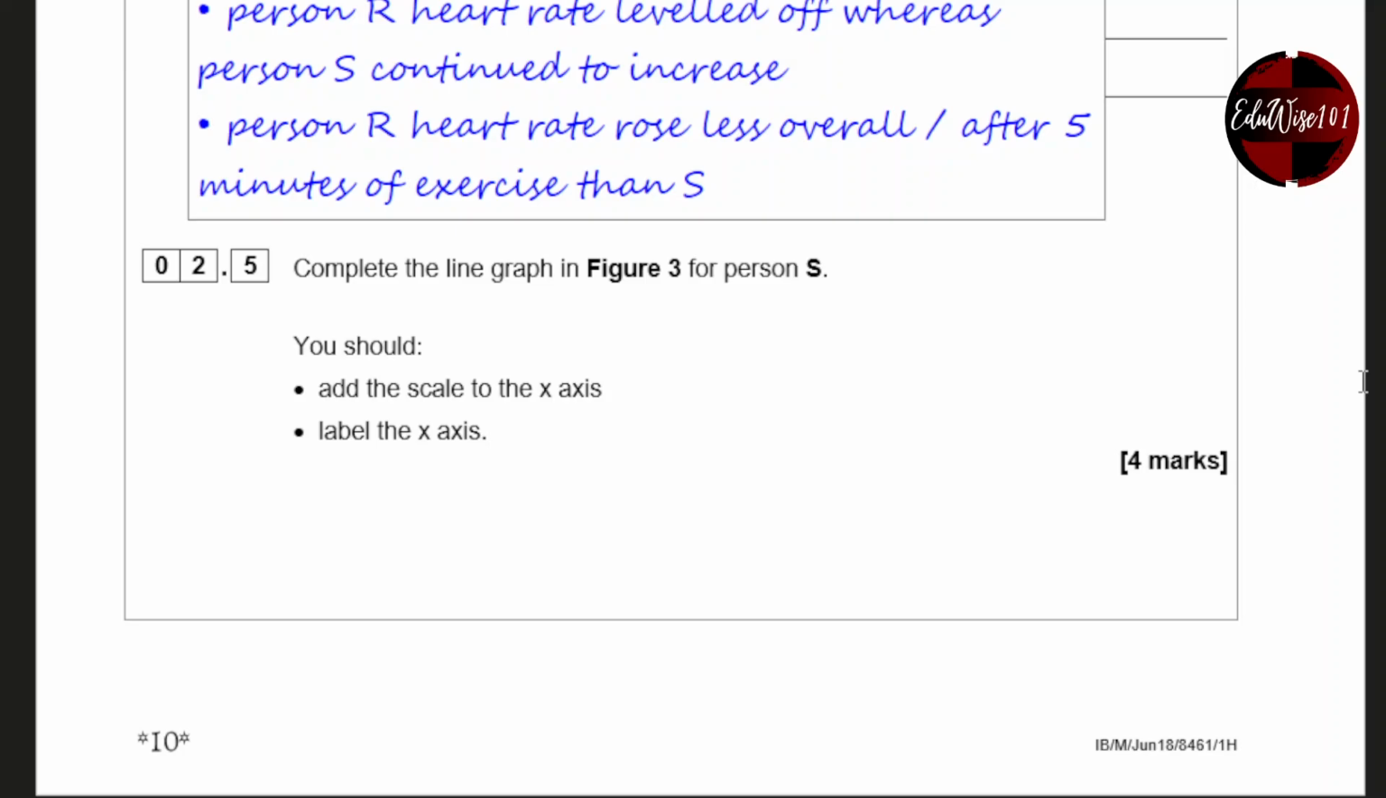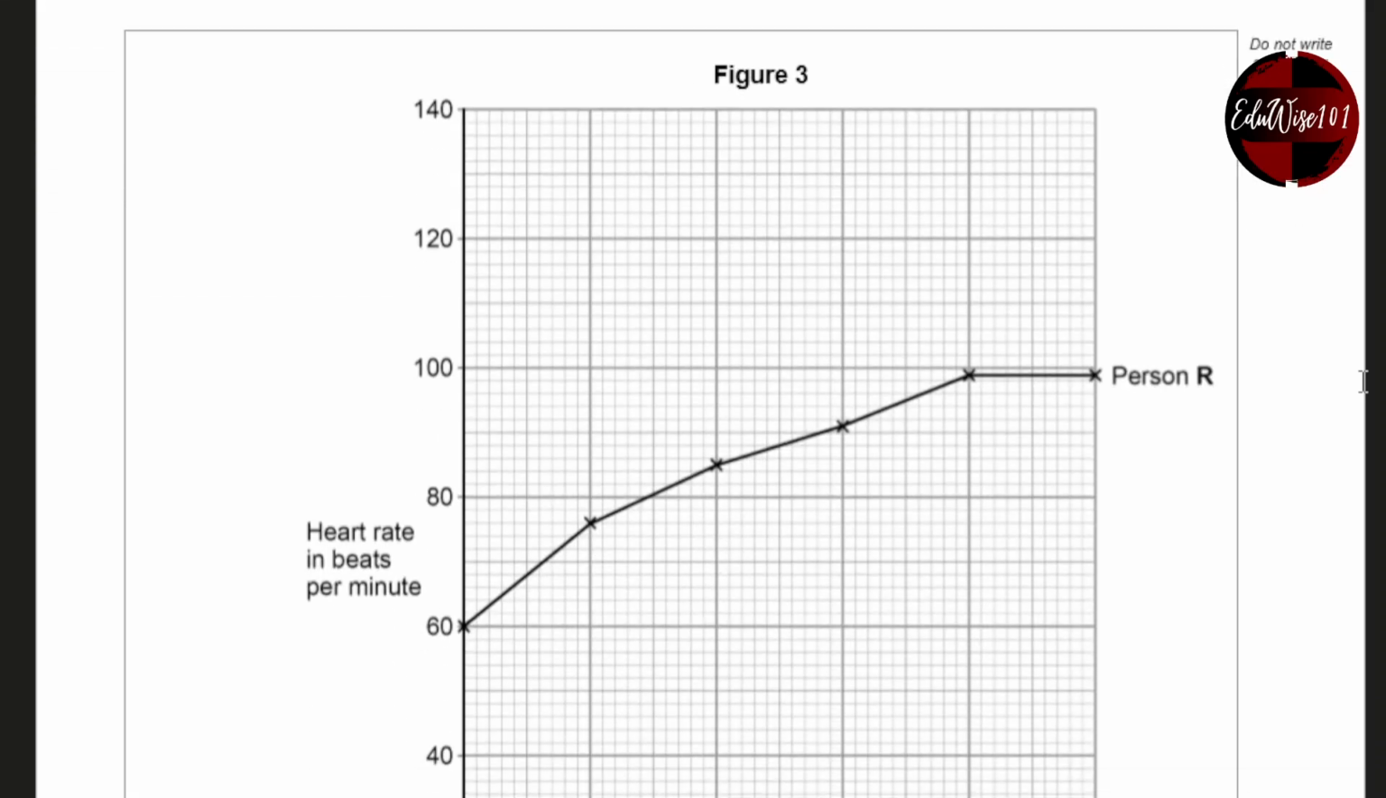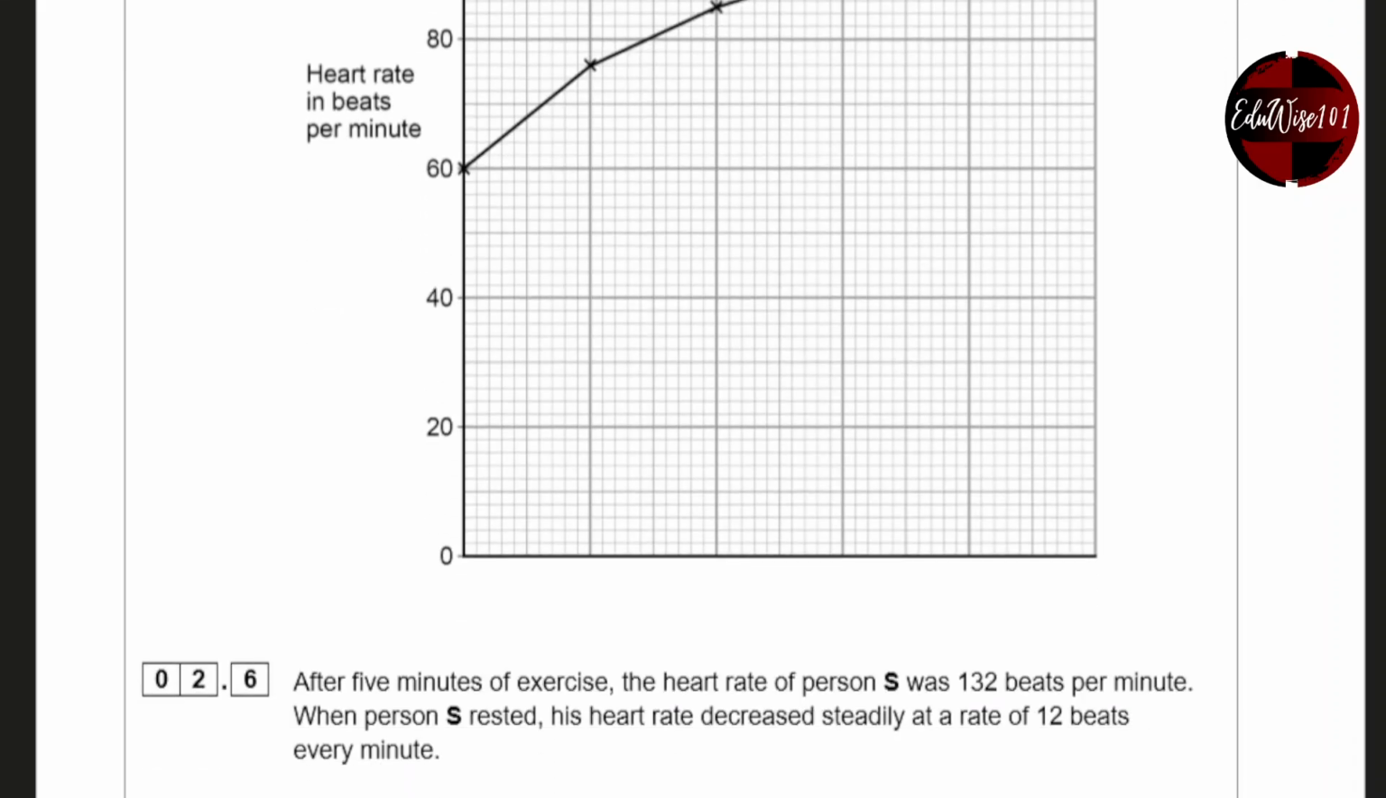Complete the line graph in figure 3 for person S. Add the scale to the x-axis and label the x-axis. Heart rate is on the y-axis, which means the x-axis is going to be the time in minutes. So let me write that: time in minutes.